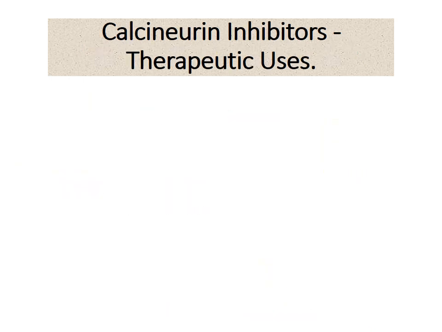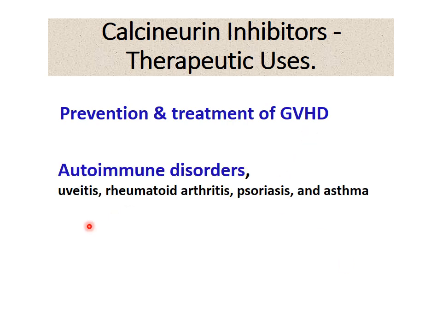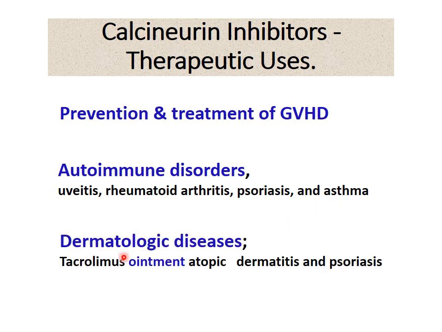Now, therapeutic uses of calcineurin inhibitors. Both drugs are used in prevention and treatment of graft versus host disease. They are used in autoimmune disorders such as uveitis, rheumatoid arthritis, psoriasis, and asthma. Tacrolimus is used topically in the form of ointment for atopic dermatitis as well as psoriasis. Tacrolimus eye ointment can also be used for giant papillae development in allergic conjunctivitis, especially spring catarrh.